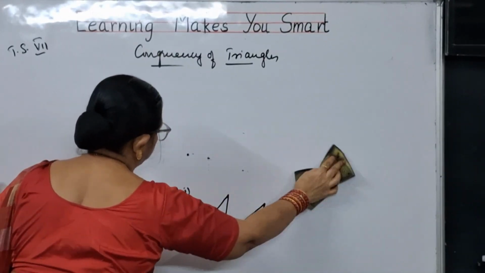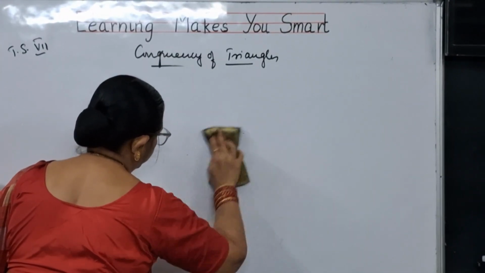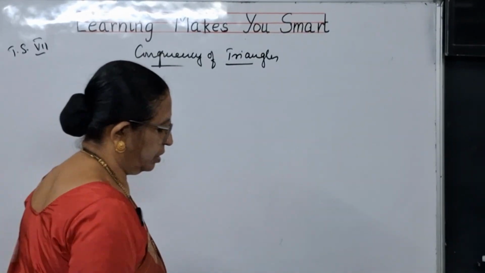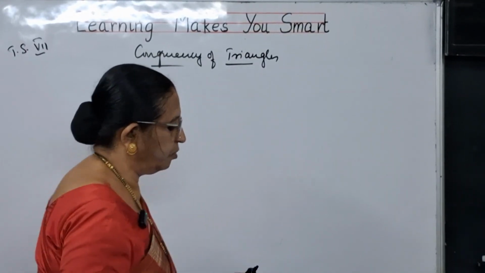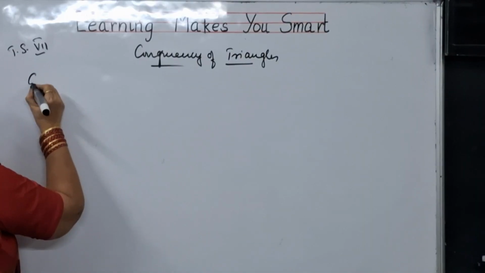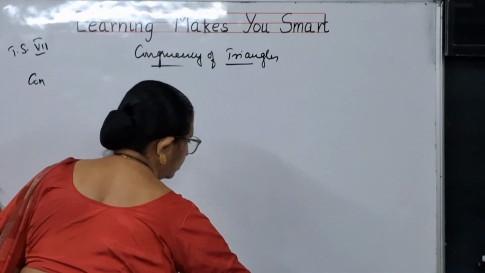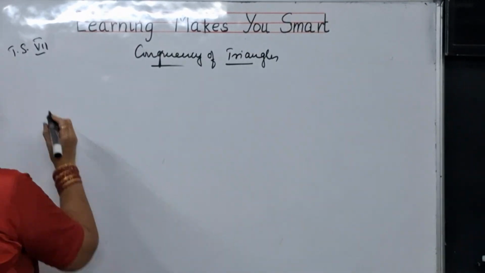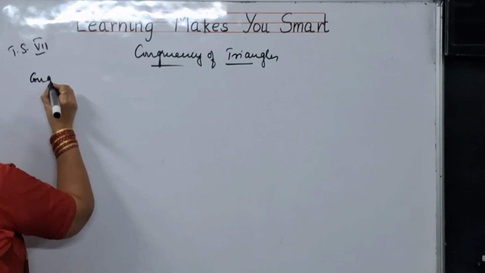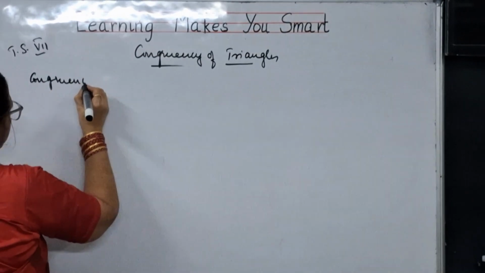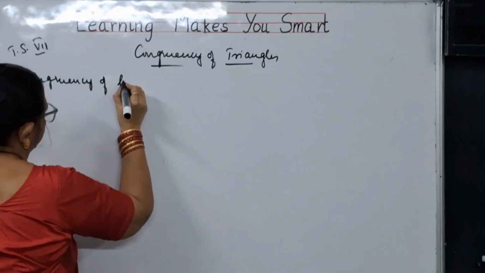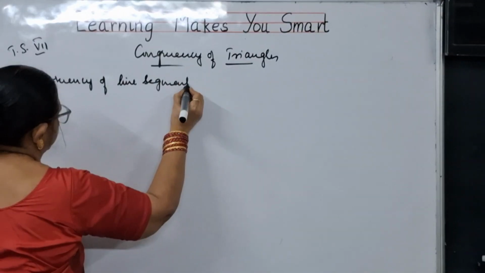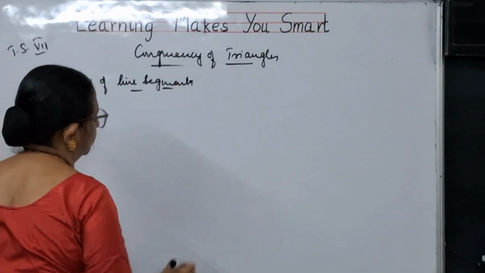Now, the next part, congruency of line segments. Congruency of line segments. What is the meaning of it?